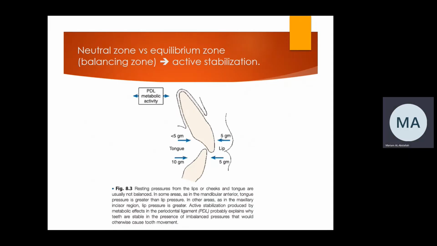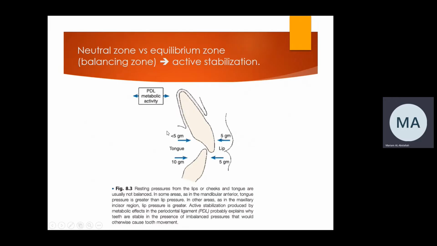Now, we said that the tooth sits in a socket that is filled with periodontal ligament, which separates the root from the bone. These teeth are subjected to pressures from surrounding soft tissues. These are what we call resting pressures from the lips, labially, the cheeks, buccally, and the tongue, lingually and palatally. So these forces, if you look at them, are not balanced. The lips will be exerting about 5 grams of force to push the teeth lingually. The tongue will be pushing the lower incisors with about 10 grams of force to push them buccally or labially, and the upper incisors will be pushed with less than 5 grams.